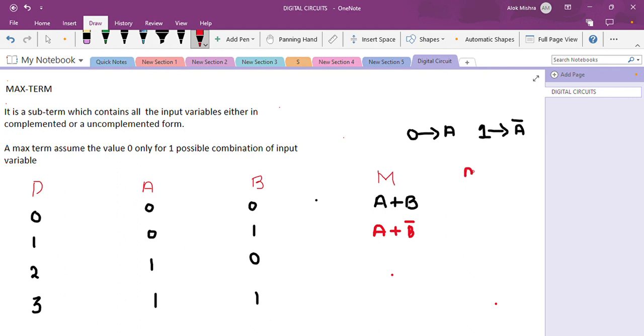Same if I'm asking the minterms for this, then what is the minterm for this particular input? A bar dot A bar dot B bar. And what about this? A bar dot B.